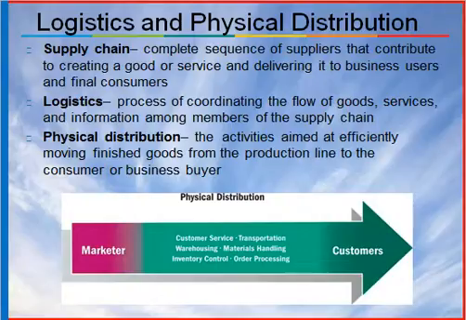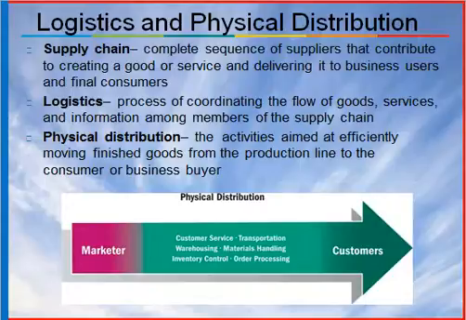A firm's choice of distribution channel creates the final link in the supply chain. Supply chain is the complete sequence of suppliers that contribute to creating a good or service and delivering it to the business user or final customers. It begins with raw materials and ends with the delivery to the customer. Logistics is the process of coordinating the flow of goods, services, and information among members of the supply chain.